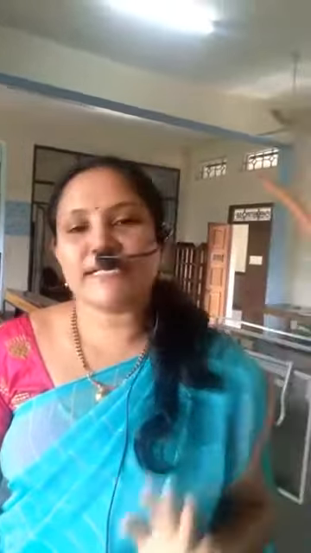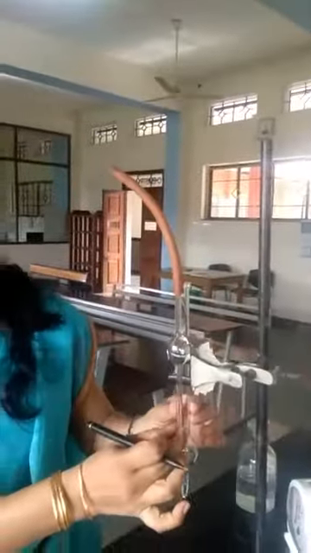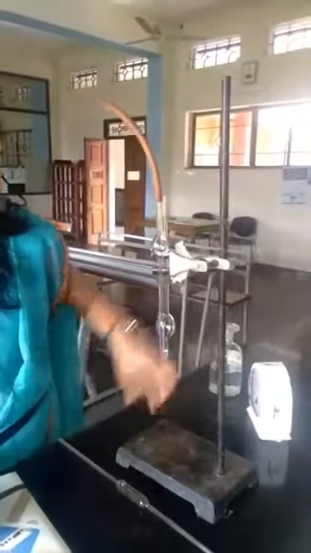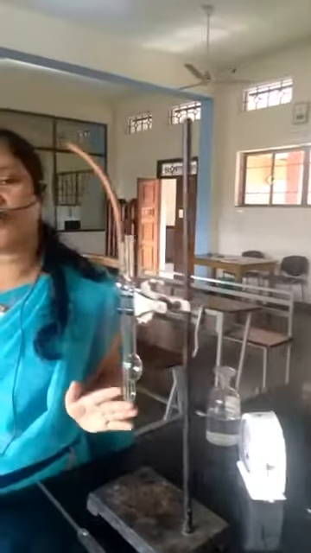So in this experiment we shall be finding out the viscosity of a given liquid by comparing it to a standard, and the standard chosen is water. For this experiment we need the following apparatus. First one is the Ostwald viscometer. We need a 10 ml pipette, a stop clock, distilled water, and the organic liquid of which we have to find out the viscosity.